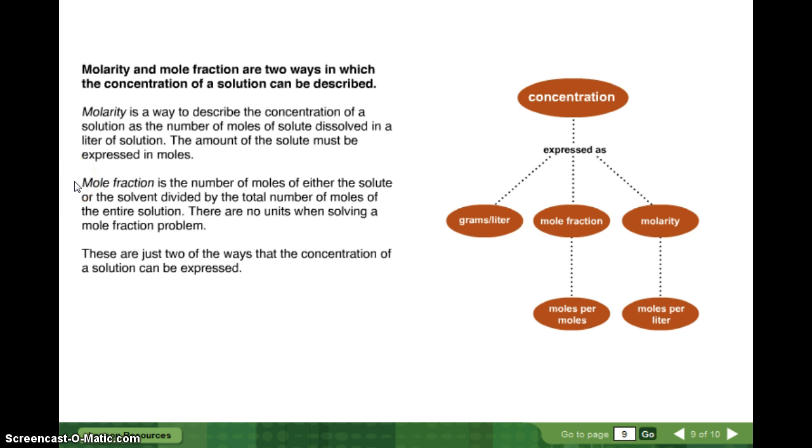Mole fraction is the number of moles of either the solute or the solvent divided by the total number of moles of the entire solution. There are no units when solving a mole fraction problem. These are just 2 of the ways that the concentration of a solution can be expressed. And that's it for this unit, except to go back and practice.